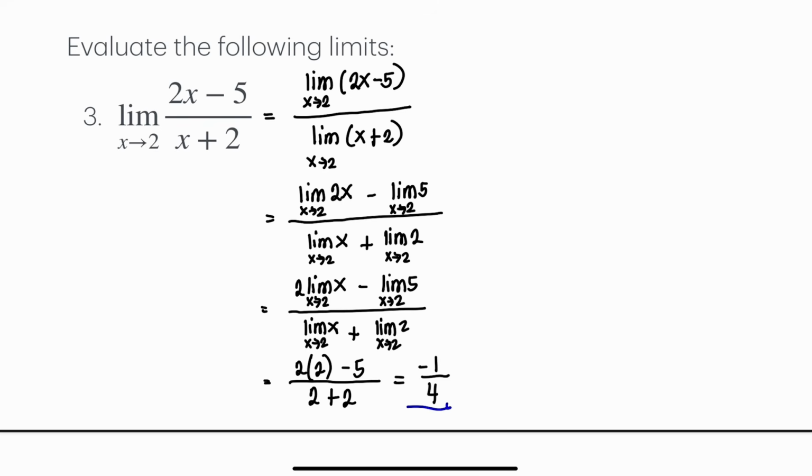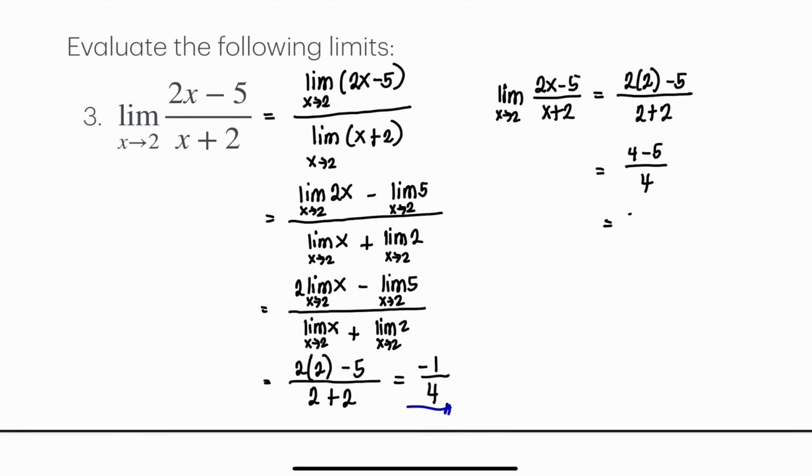But then again, as I said, we can just use the shortcut. So the limit of 2x minus 5 over x plus 2 as x approaches 2 is equal to, we can just substitute this value directly. That's equal to 2 times 2 minus 5 over 2 plus 2. So that's 4 minus 5 over 4. Our answer is still negative 1 over 4.